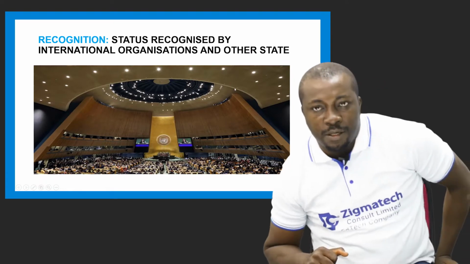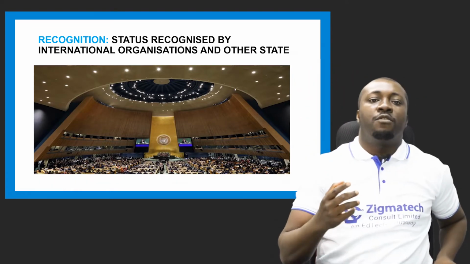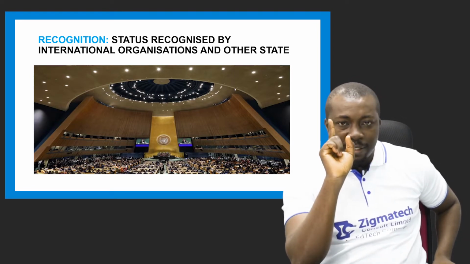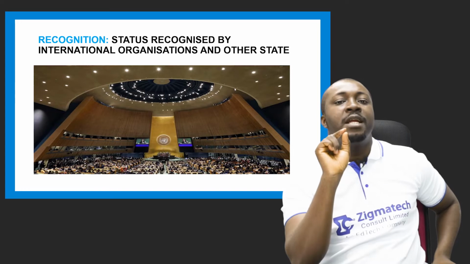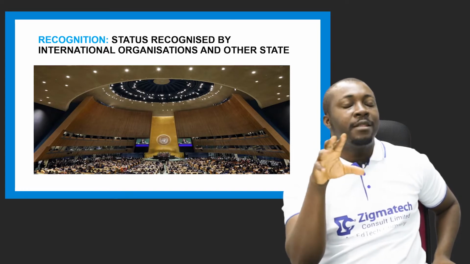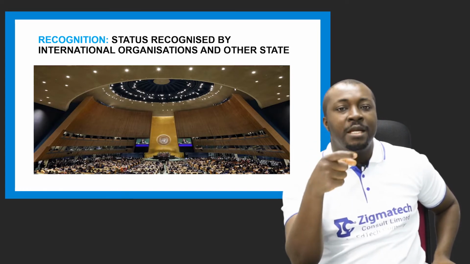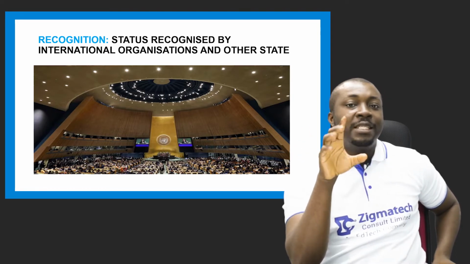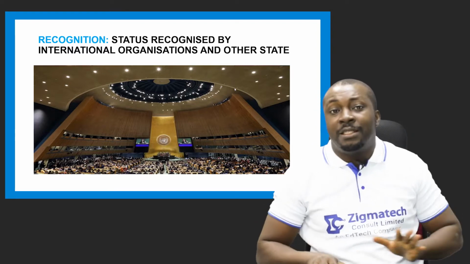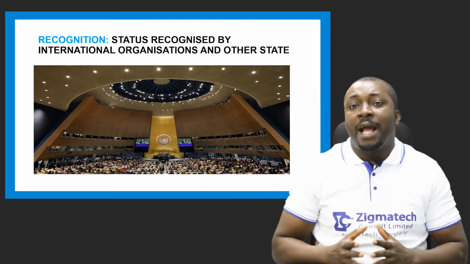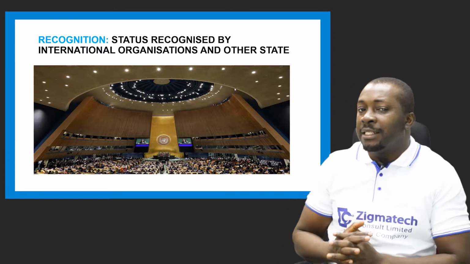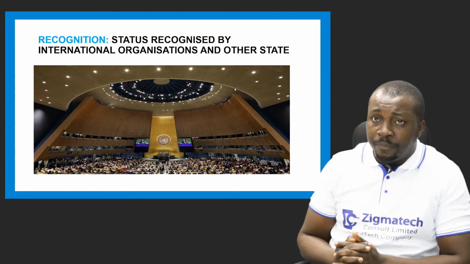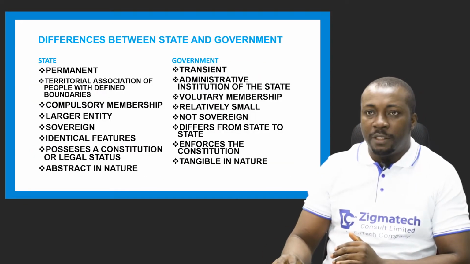Now, another essential feature of the state is what we call recognition. Every state is accorded that status as such by international organizations and other states. So internationally, the state is recognized as a state, that it is independent and can carry out its external relations without any form of interference. So these are the features of the state.